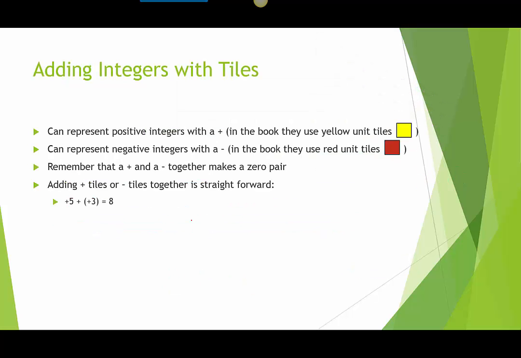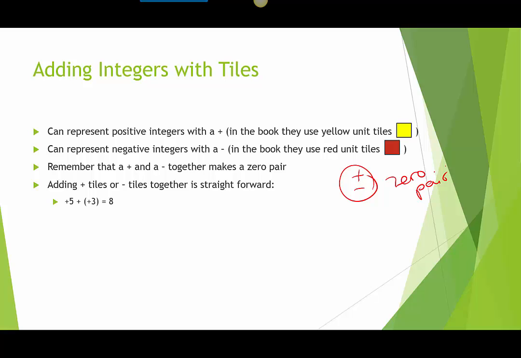So, adding integers with tiles. Again, I left this here from the last unit. The book is again going to represent positive tiles with the yellow tile and the negative tiles with the red one. And we're going to remember again that a positive and a negative tile together make a 0 pair, okay?